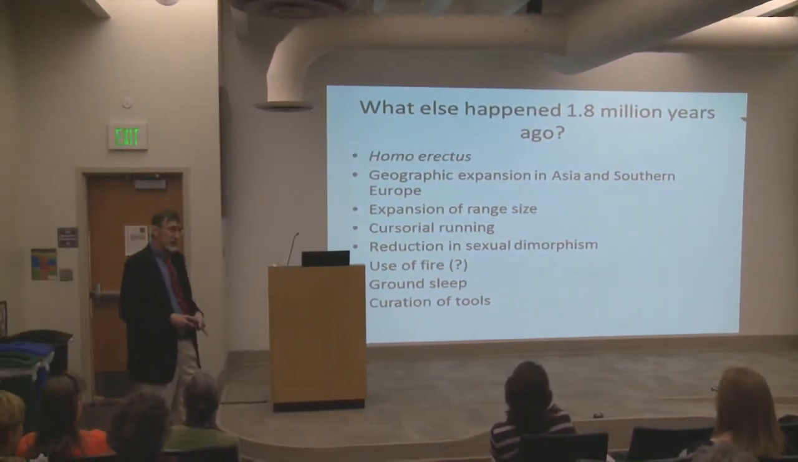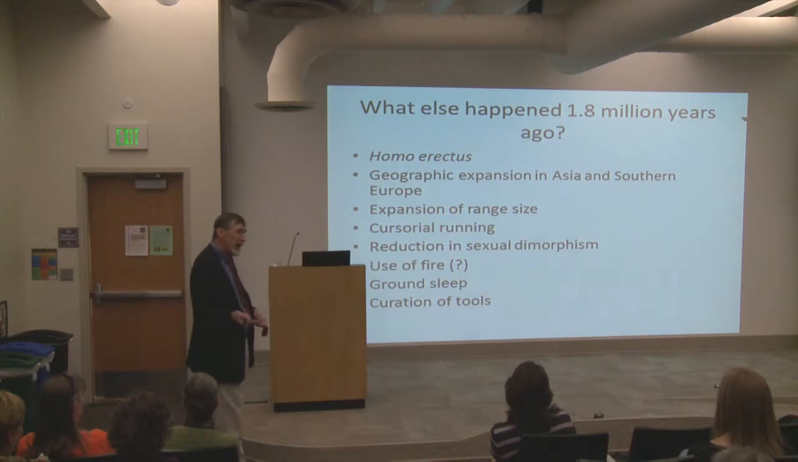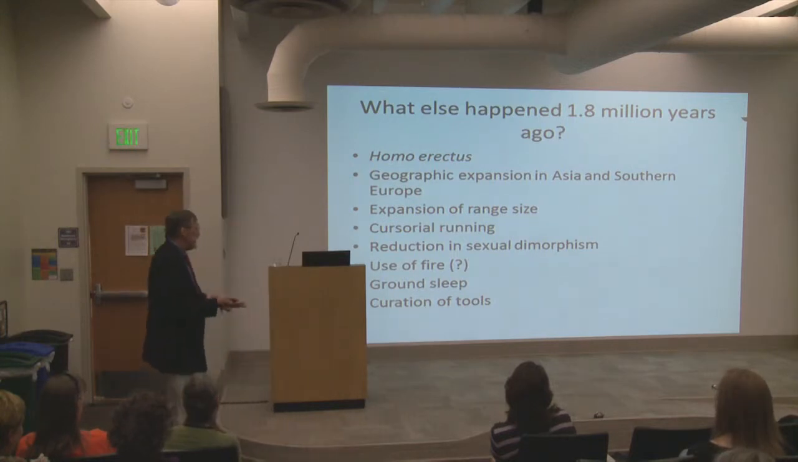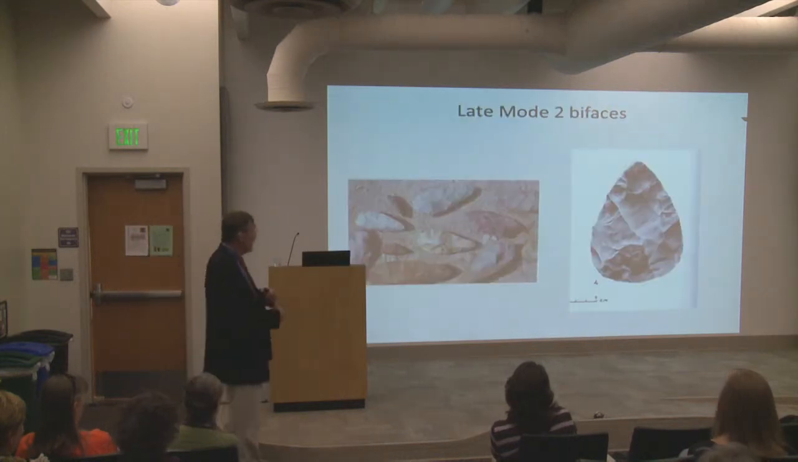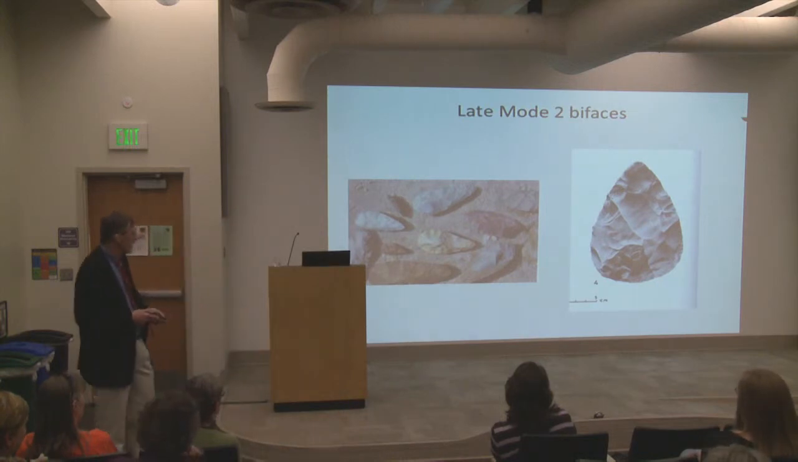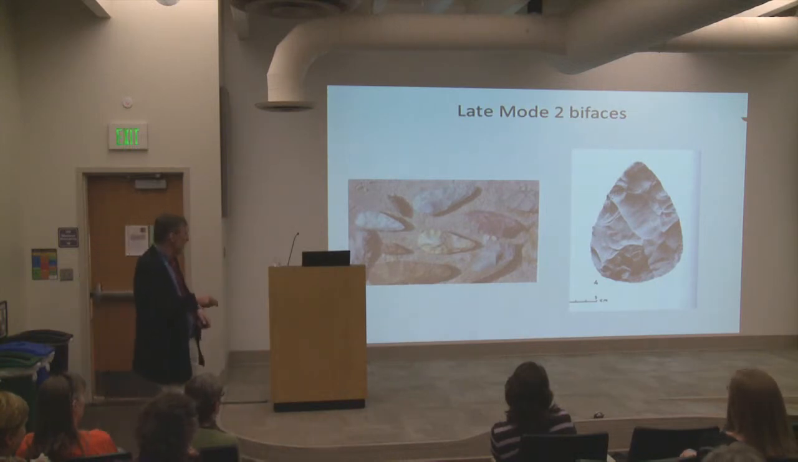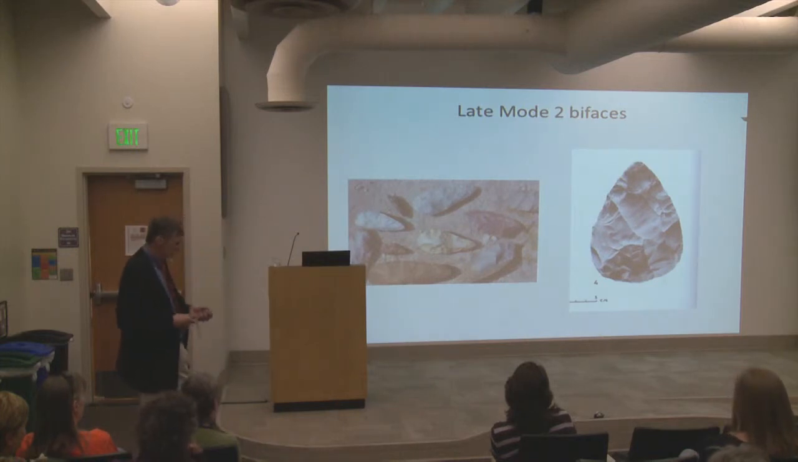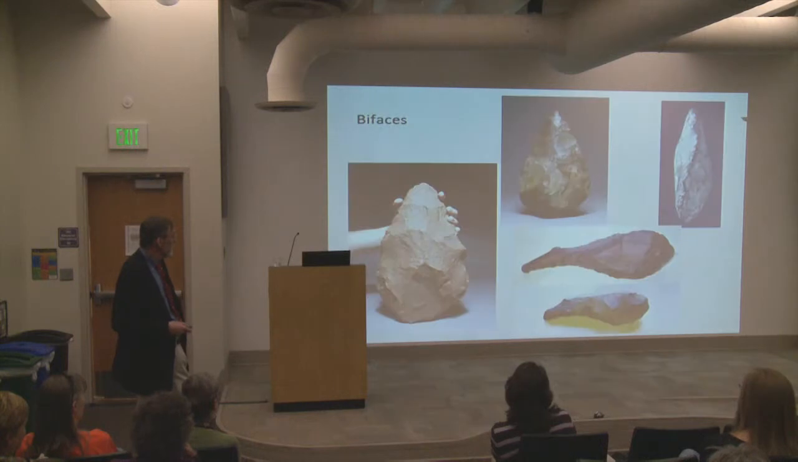They started carrying these things around. Prior to this time, they had a motor procedure for producing sharp flakes, but now they're starting to make tools. So we're going to jump up 1 million years to what we call late mode 2 bifaces or late hand axes. Both of these are sites that are probably only about 300,000 years old. And something has happened in terms of spatial cognition.